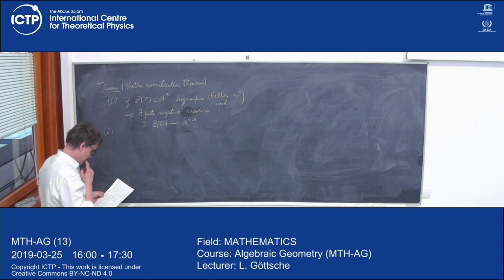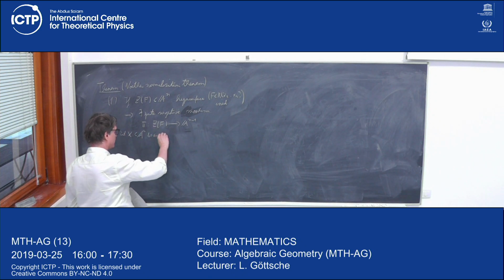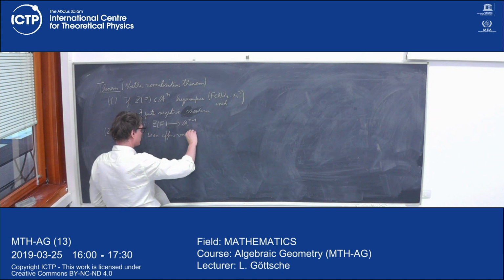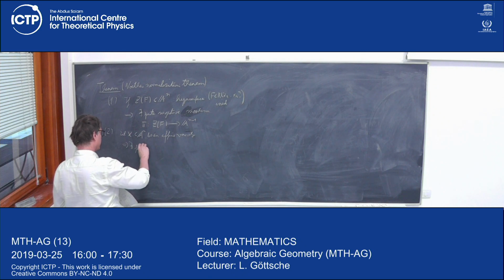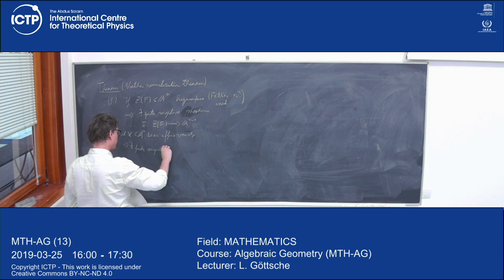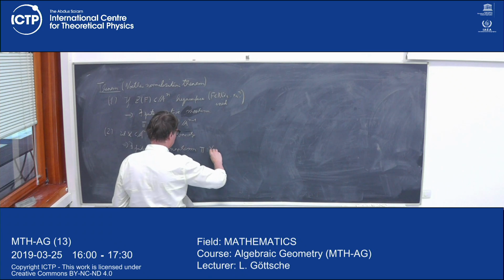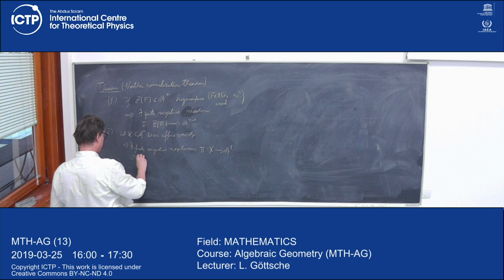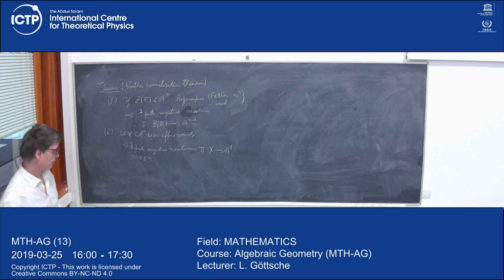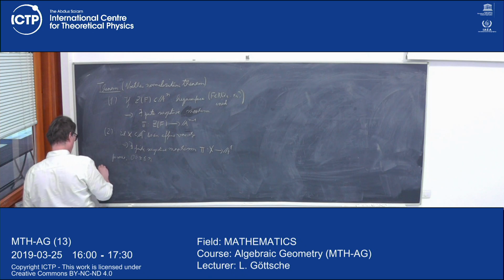The second statement is that if X is any affine variety, then it follows there exists a finite surjective morphism pi from X to A^k, where k is some number which is at most n. Okay, let's try to prove that.